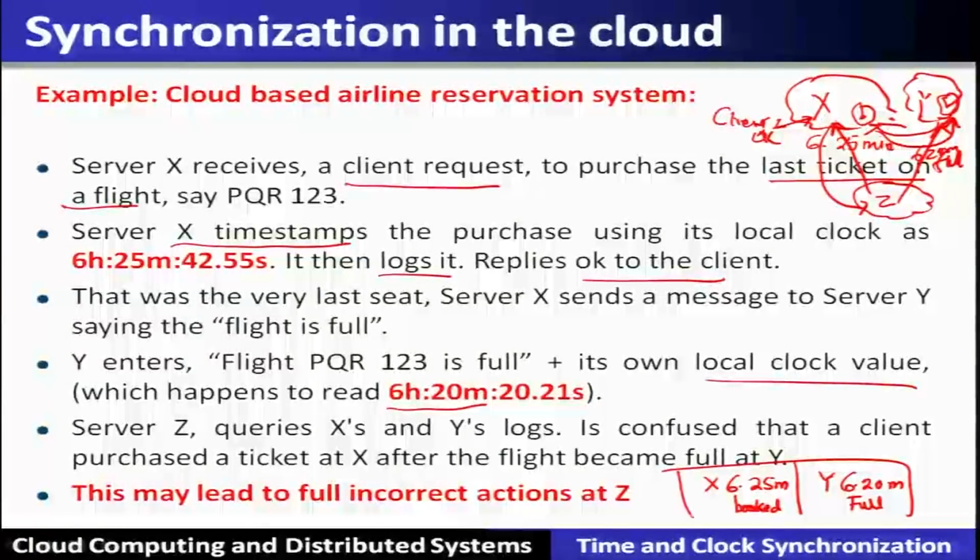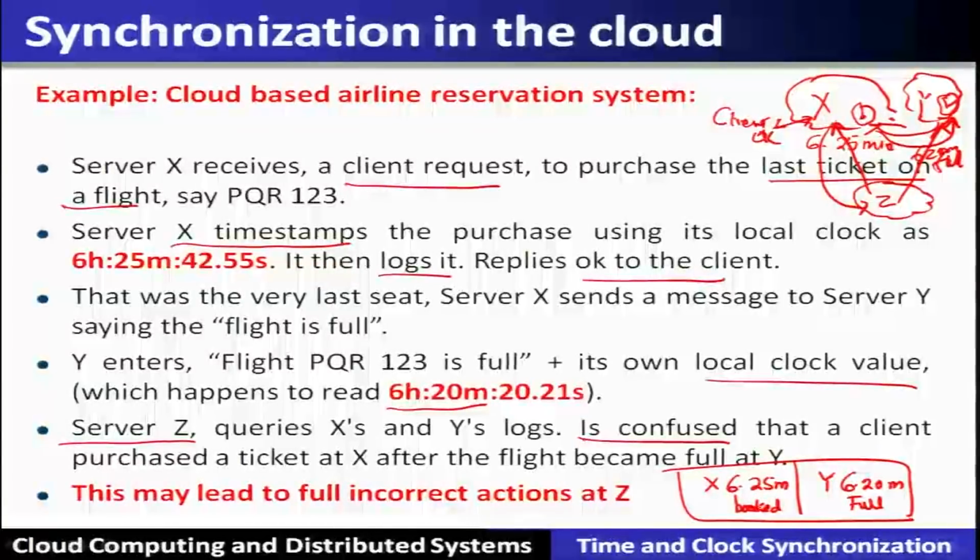then in that case the server Z will be confused. Why? Because the earlier time, that is 6:20, the server Y is showing that all the seats are full, whereas later time, that is 6:25, the server X could book a ticket, that is the last ticket.